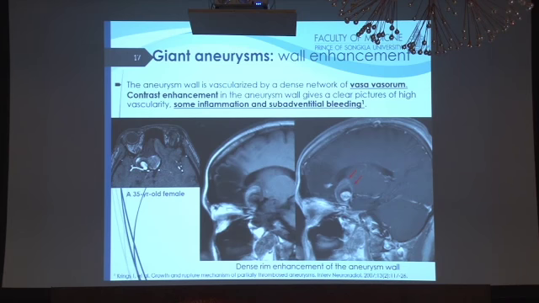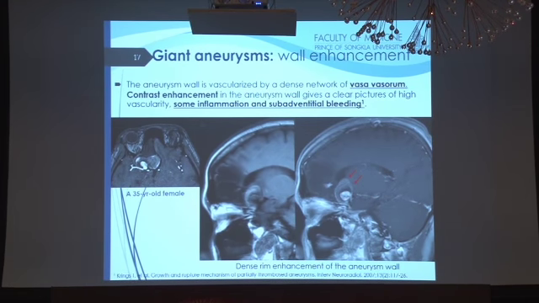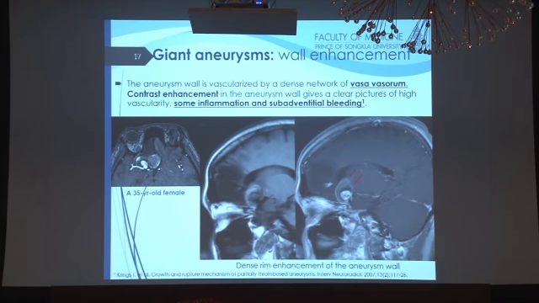Now here are some slides looking at the wall enhancement of the giant aneurysm. The aneurysm wall is vascularized by a dense vascular network called vasa vasorum. The contrast enhancement at the wall of the aneurysm gives a clear picture of high vascularity, some inflammation, or some eventual bleeding from the vasa vasorum.